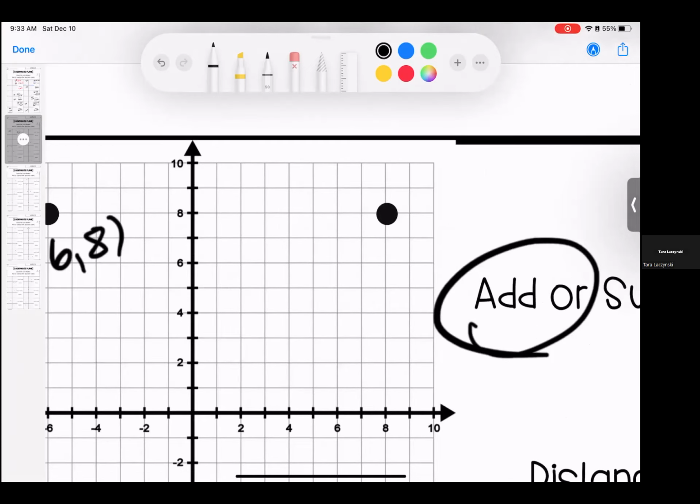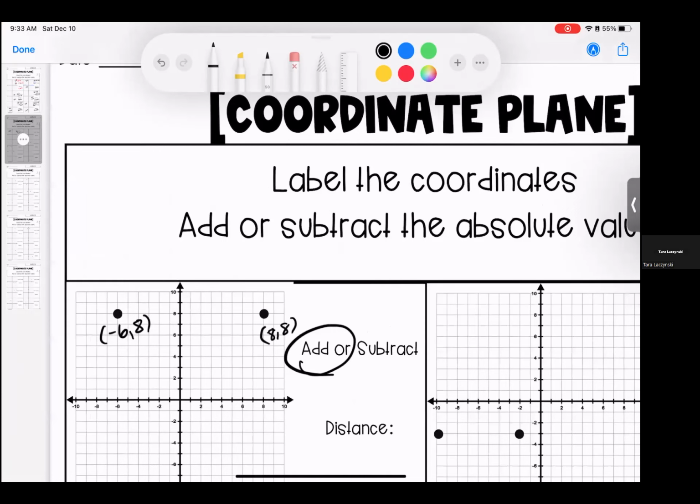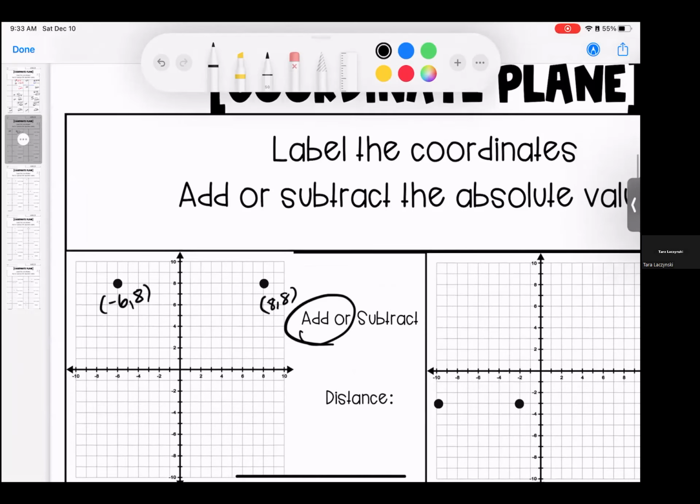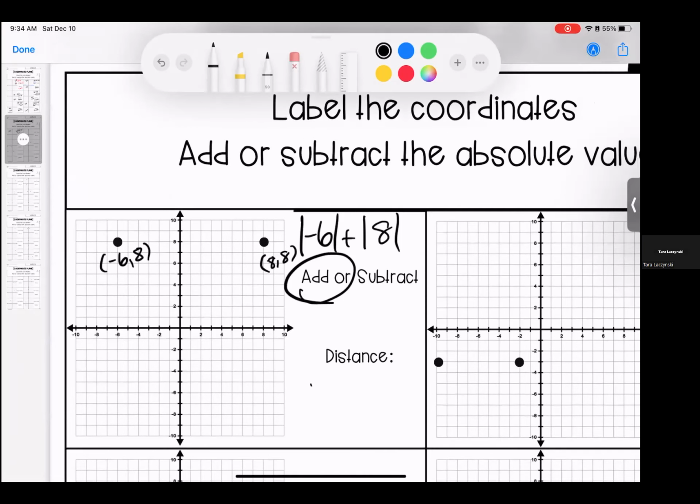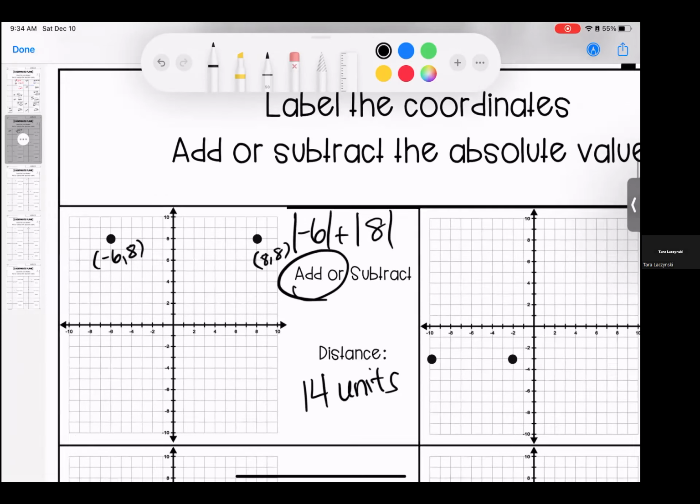Over here, I have to go to 8, 8. So I see that my y values are the same, and this time I have a difference in my x values. So I am going to add the absolute value of negative 6 to the absolute value of 8. 6 plus 8 is 14, so I have a distance of 14 units.